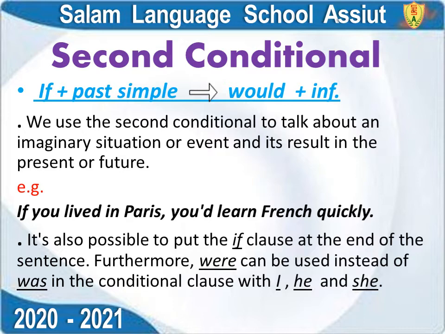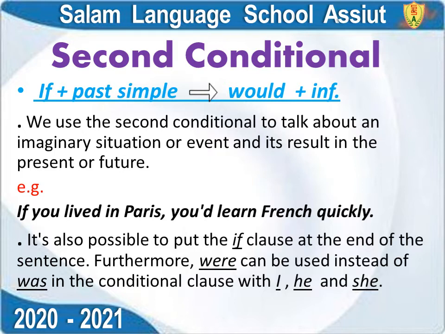Hey my dear students, this is unit 4 and because it is the last unit in the curriculum we are going to study only the grammar. Unit 4 deals with the conditional sentences, the second and the third conditional. Let's start with the second conditional.